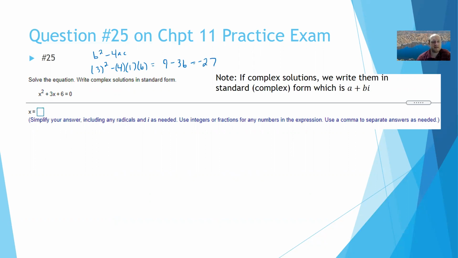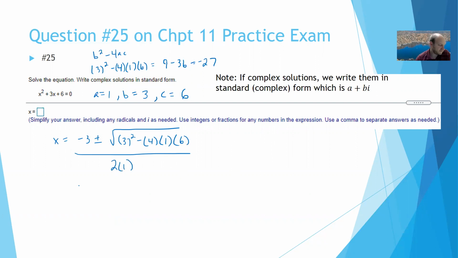So I just verified that the discriminant in this case is negative. There are going to be complex solutions here. There are no real solutions. So let's go ahead and find what those are. I'll write A, B, and C down again. A is equal to 1, B is equal to 3, C is equal to 6. Let's use our quadratic formula. We have negative B, or negative 3, plus or minus the square root of B squared minus 4 times A, which is 1, times C, which is 6, all over 2 times A.